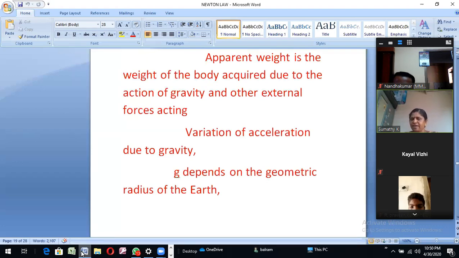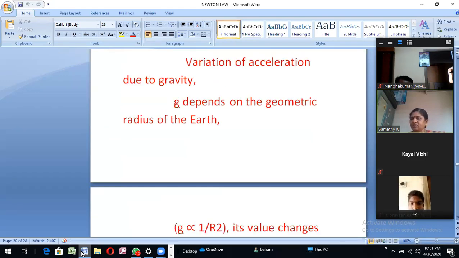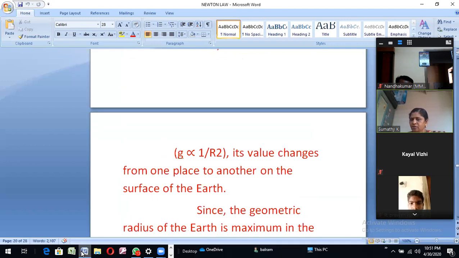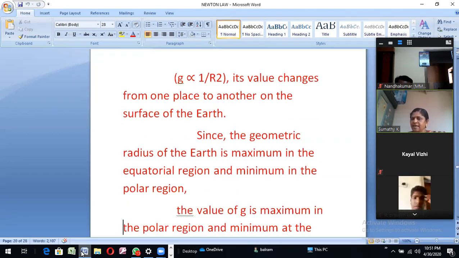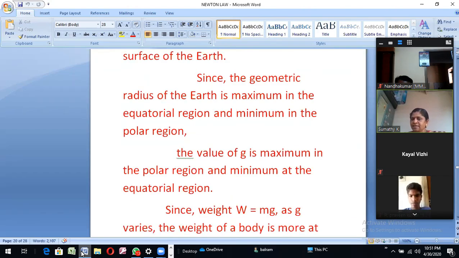It is the weight of the body that occurs due to the action of gravity and the other external forces acting. Okay, that is called the apparent weight. That varies from place to place. Okay, variation of acceleration due to gravity. Next, geometric radius. R is the geometric radius of the Earth. So g is proportional to 1 by r squared. So g is maximum at the polar region, minimum at the equatorial region.